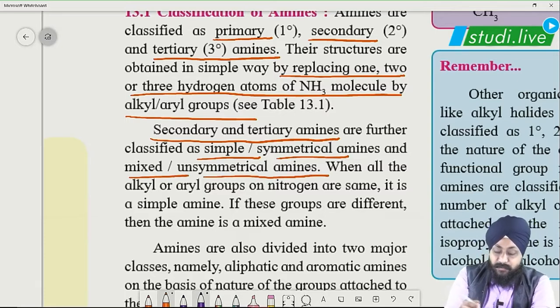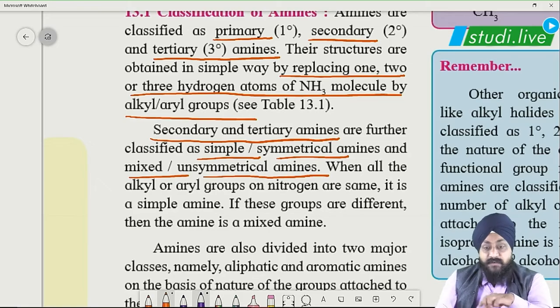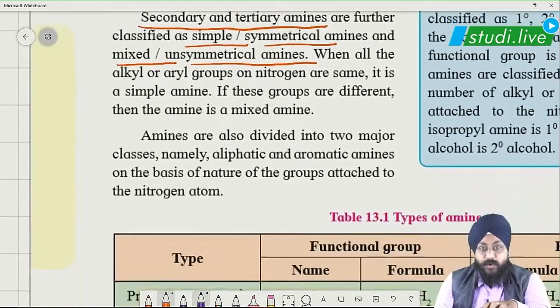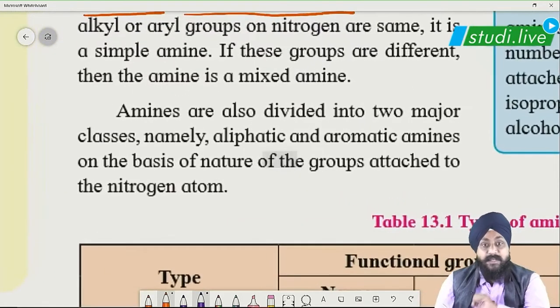Yes students, if they are similar, you call them simple amines. If they are different, you are going to call them mixed amines. Now students, the other important class is going to be what?